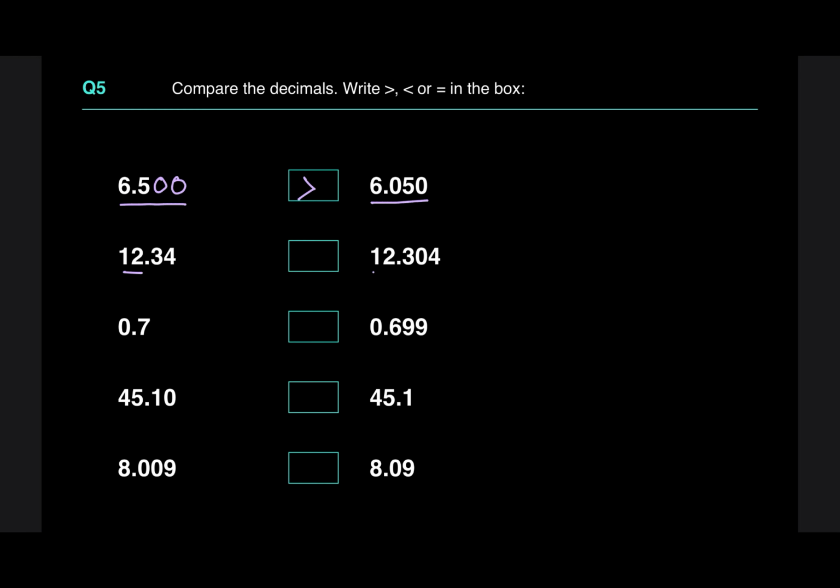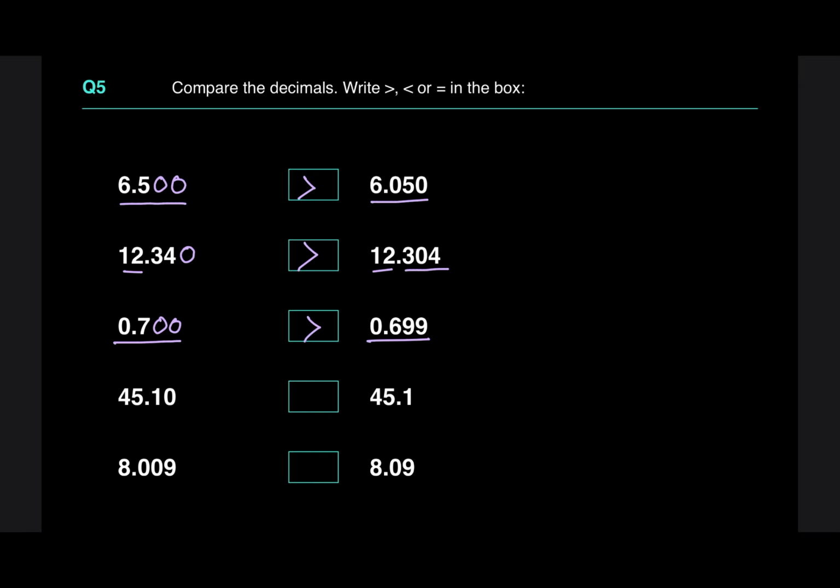And the next one, first look at 12. Okay, it's the same. Now we deal with the number of decimal places. 3 decimal places over here. Make this also 3. Now decide, 304 is greater or 340 is greater. Obviously 340 is greater. This is greater. Next one, same number of decimal places I want. Okay, 0 before the decimal point is the same. So 700 is greater.